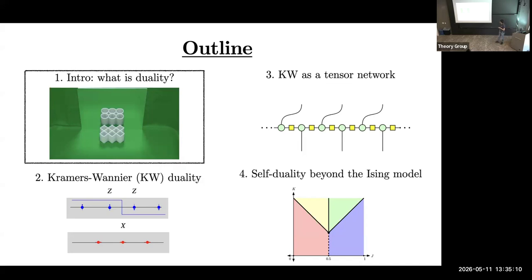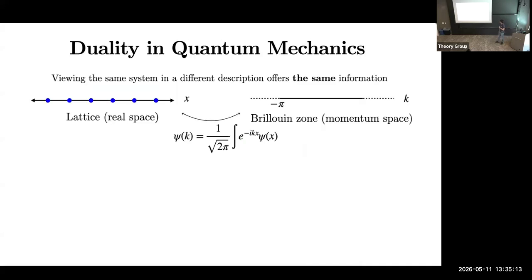So what is a duality? So maybe in quantum mechanics, we can think of, what do we mean by viewing the same system in a different description, but it still offers the same information? So one example you might be very familiar with is, for example, maybe you have a lattice in real space, right? And you can go to momentum space via the Fourier transform, and whether you describe it using X or P, it offers the same information, even though this one is a discrete lattice, and this is a continuum.